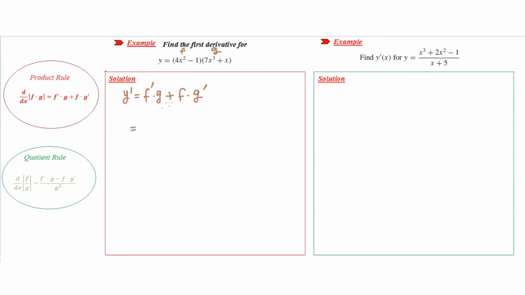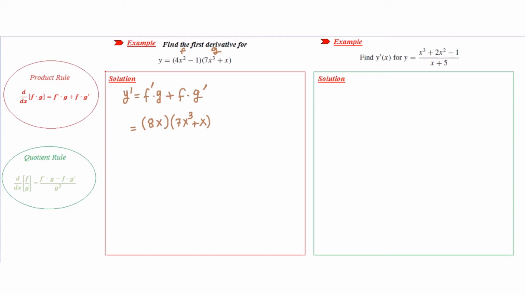This is the function f, so you have to find f prime, which is 8x. Minus 1 is a constant, so its derivative is equal to 0. So this is f prime times g, so you have to write the second function without any derivative, 7x to the power 3 plus x. So this is f prime times g.